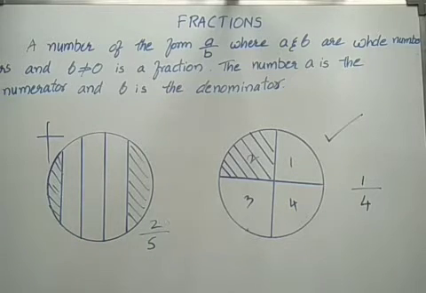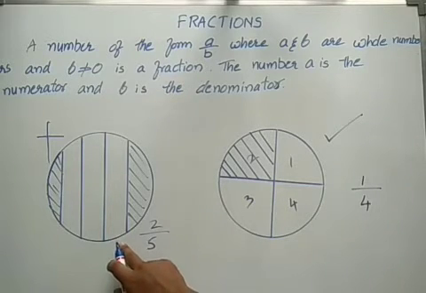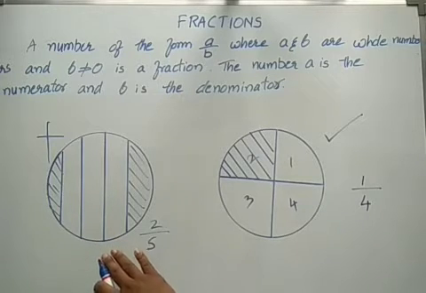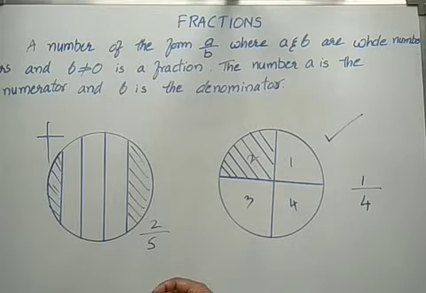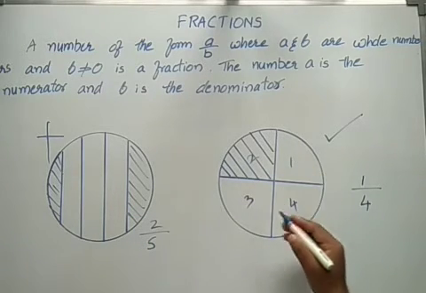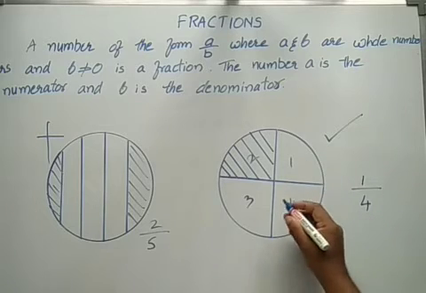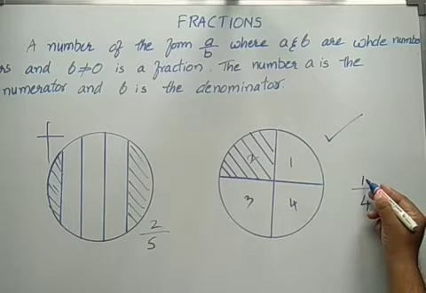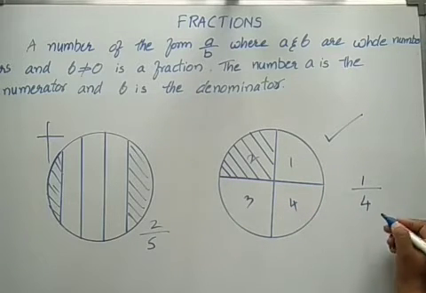So we can write as a fraction only when we are able to make an equal number of pieces. Then only can we write in the form of a fraction. Otherwise, no. So this one is a wrong method. We cannot write this because there are 5 parts, but the 5 parts are not equal. And here we can write very clearly that there are 4 parts, and the 4 parts are equal. In that, one part is shaded. I shaded one part, so I can write 1 by 4. This is the shaded part.